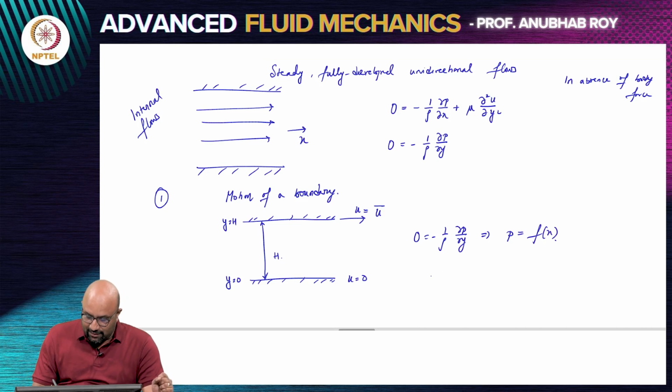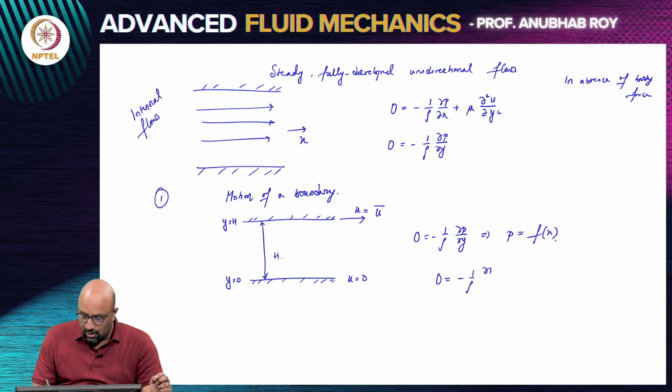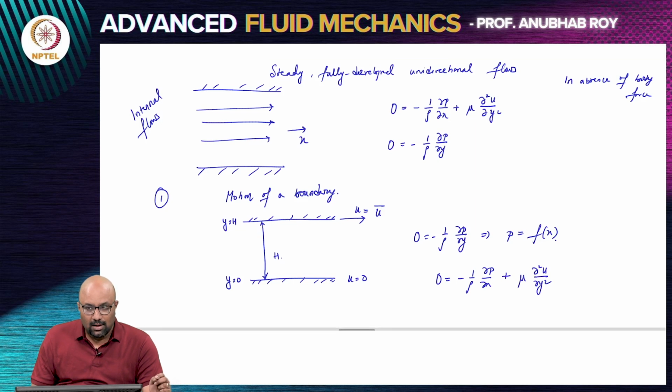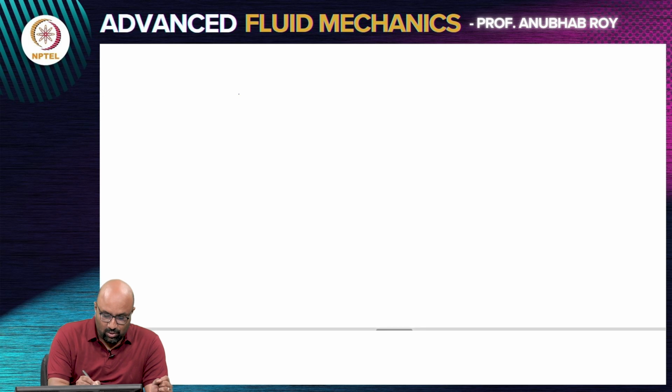Now the second equation is the x momentum equation: minus 1 by rho dou p dou x plus mu dou square u dou y square. Now I am not applying any pressure gradient in this problem. So there is no imposed pressure drop in the problem. The problem is driven based on the motion of a boundary. Since I am not applying any additional pressure at the inlet or outlet in order to drive the motion, I will look at a scenario where there is no pressure gradient in the x direction. The flow is purely driven due to the motion of boundary.